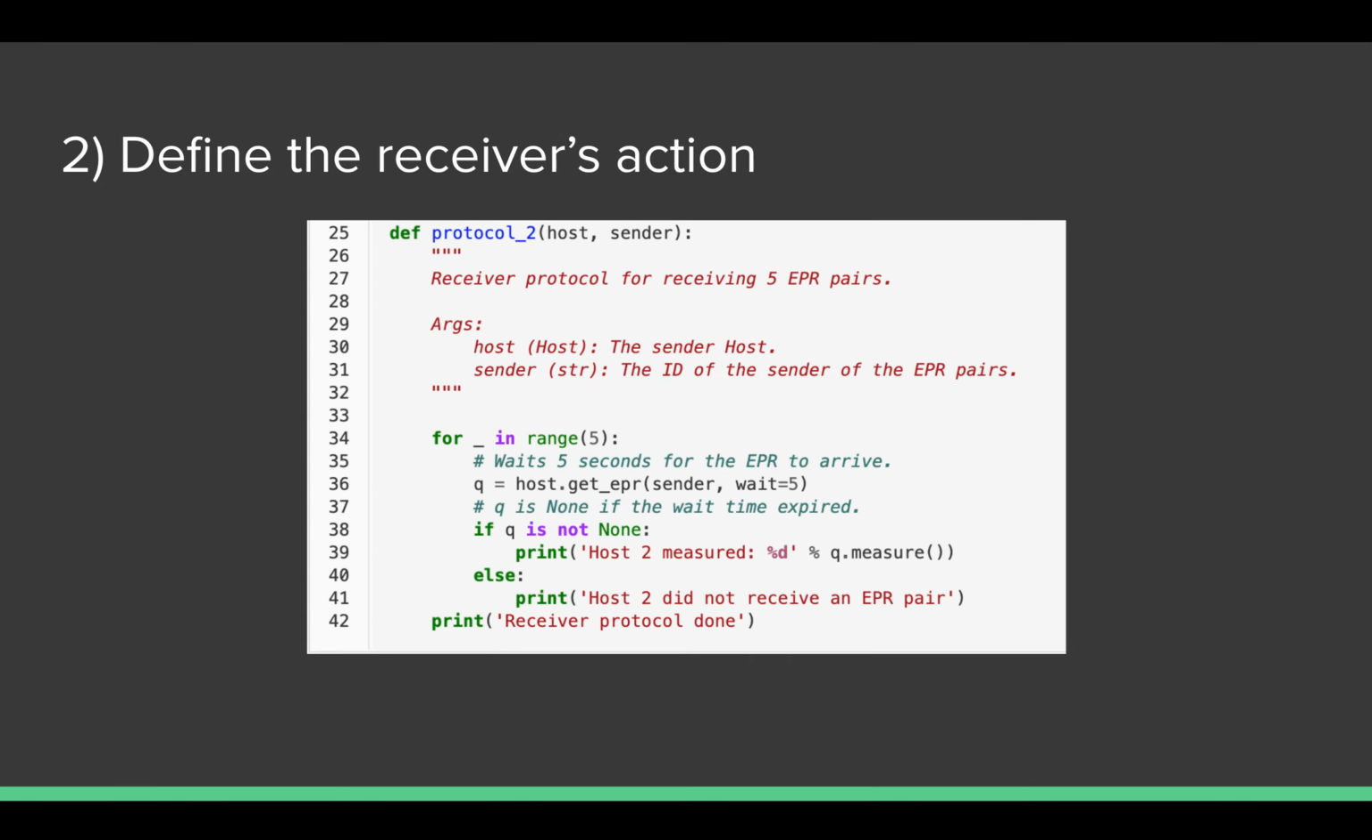And on the receiver side, we have protocol 2. The receiver here is waiting for the EPR pair, so it calls get EPR pair and waits 5 seconds for it to arrive. QuNetSim is in real time, and 5 seconds is usually more than enough time. It's definitely more than enough time. So it'll wait 5 seconds for an EPR pair to arrive from the sender. Once it arrives, it's also measured, just for the example. If 5 seconds expire and no EPR pair arrives, then this will be None. So this is a simulation of the network part that I was telling you about.